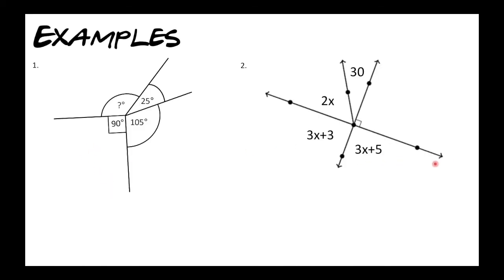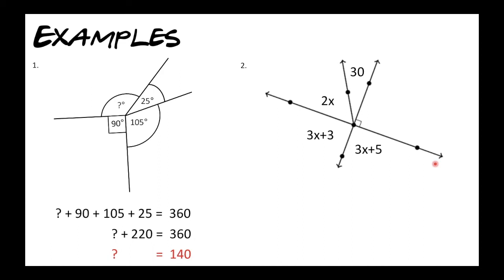Let's try setting up an equation with 360 as a total. The answer to the first example will be revealed in 3, 2, 1. When we set up this equation so that the missing angle plus 90 plus 105 plus 25 equals 360 and solve for the missing value, the angle measure comes out to 140 degrees.